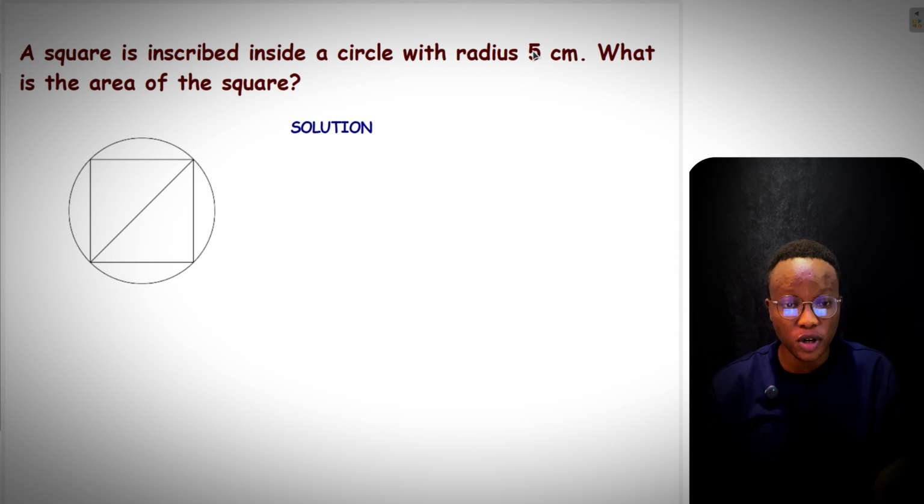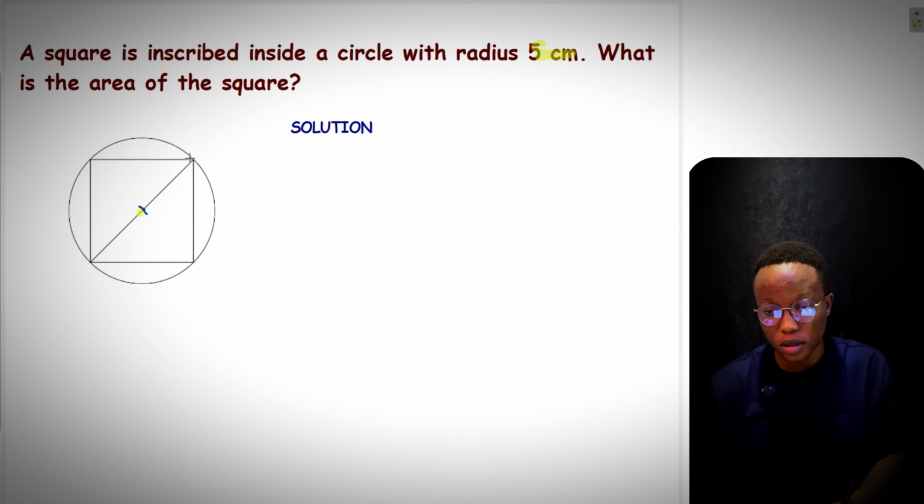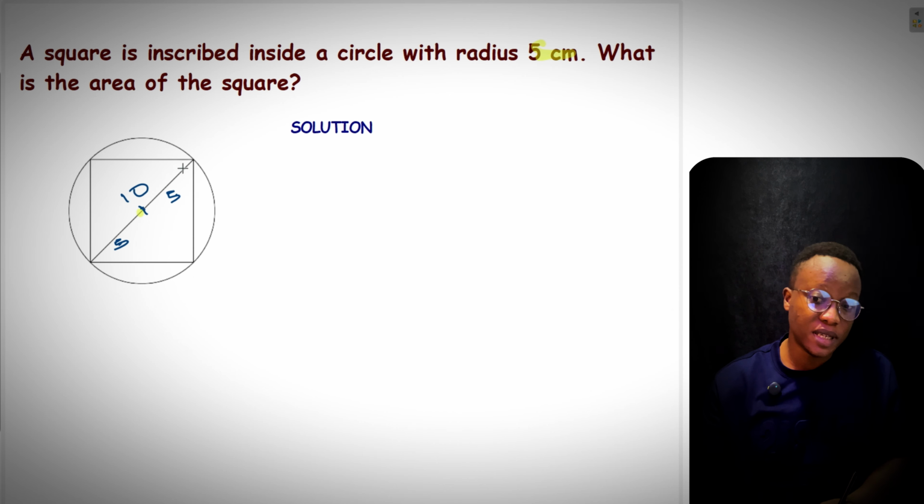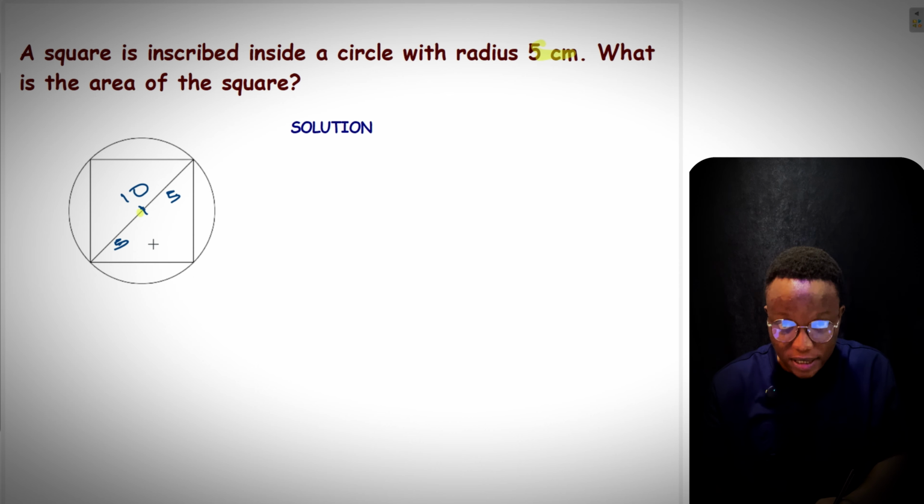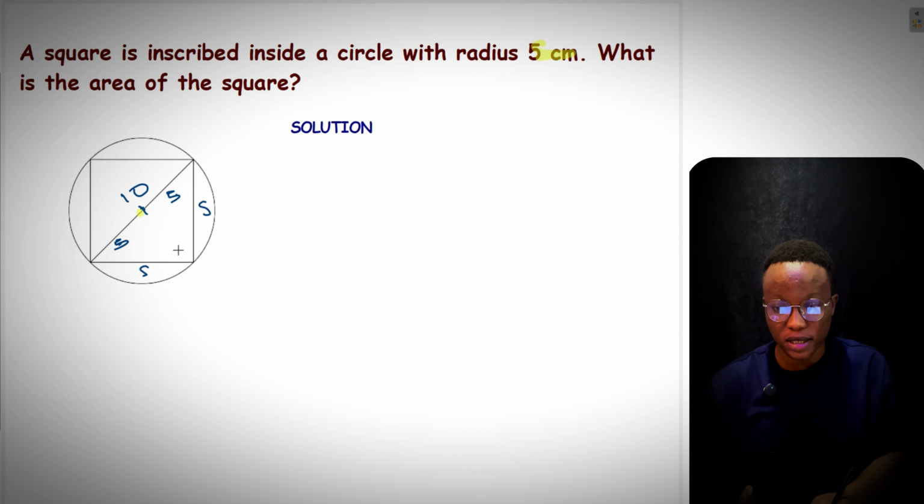Now, if the radius of the circle is 5 centimeters as is written here, it means that from here down to here is 5 centimeters, and from here up to this place is also 5 centimeters, right? So 5 plus 5 gives us 10 centimeters. It means that the diagonal of the square is 10 centimeters. And if it's a square, we understand that the sides of the square are equal. So if this place is S, this place is also S.